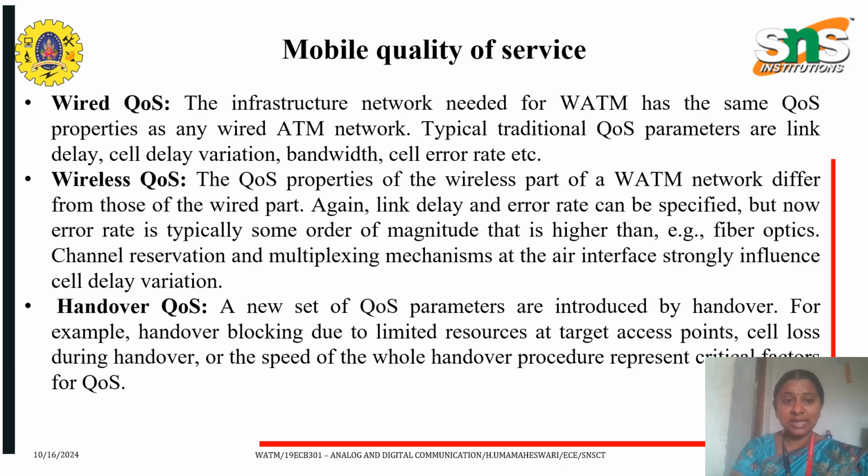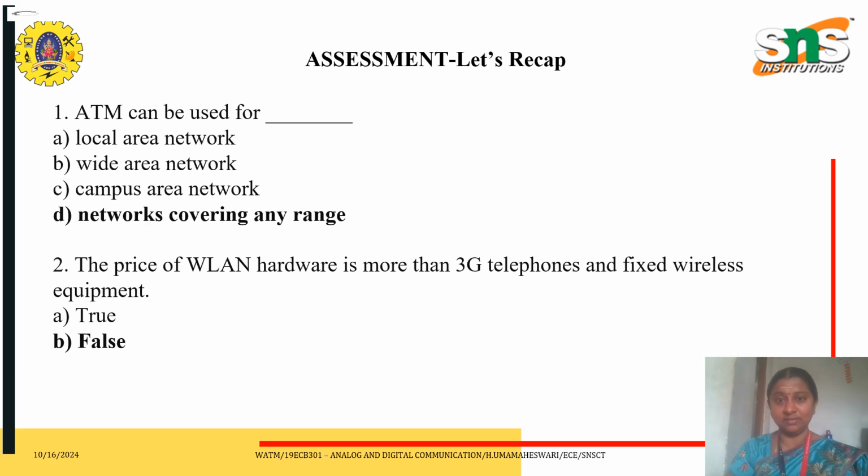The next one is handover QoS. Here the new parameter introduced is handover. Handover blocking due to limited resources at target access points, cell loss during the handover, or the speed of the whole handover procedure represent critical factors for this quality of service.